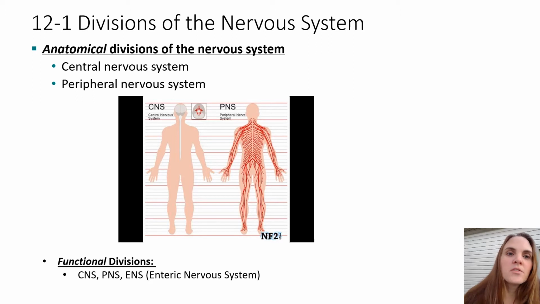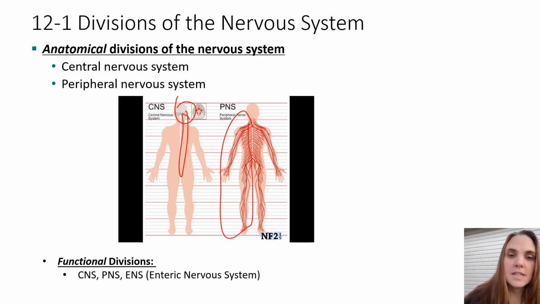So when we talk about our nervous system, we have anatomical divisions and functional divisions. So anatomical meaning where in the body the components are located, and functional meaning their function. So anatomically we have the central nervous system, which includes the brain and spinal cord, and then we have the peripheral nervous system, which is all the nerves that extend into the periphery from there. For functional divisions, we have the central nervous system, the peripheral nervous system, and the enteric nervous system.